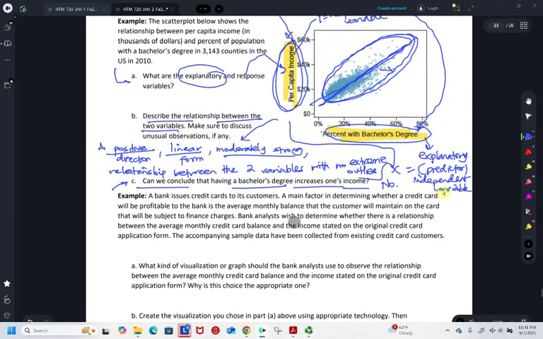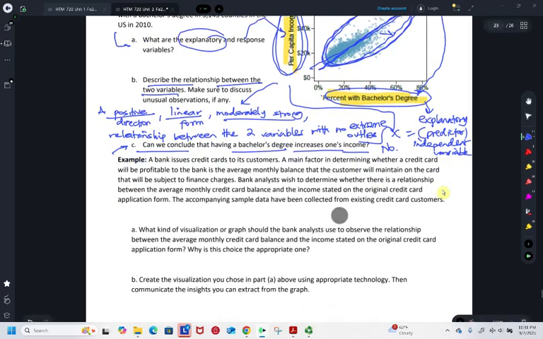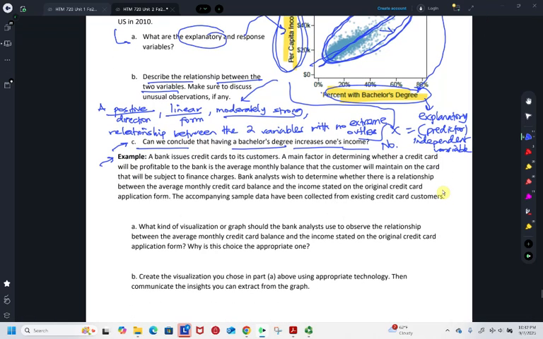All right. Can we generate a scatter plot from scratch? Let us see another example. A bank issues credit cards to customers. A major factor in determining whether a credit card will be profitable to the bank is the average monthly balance that the customer will maintain on the card that will be subject to finance charges. Bank analysts wish to determine if there is a relationship between two variables, average monthly credit card balance and the income stated on the original credit card application.